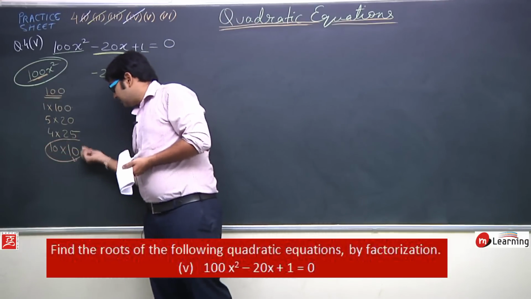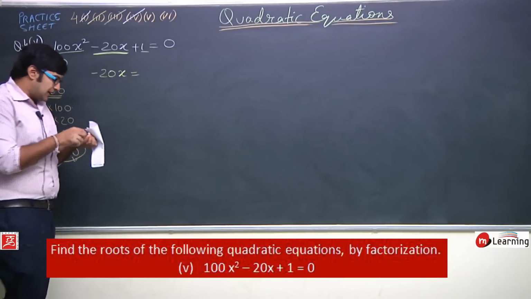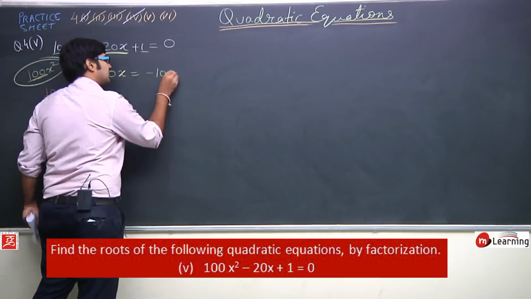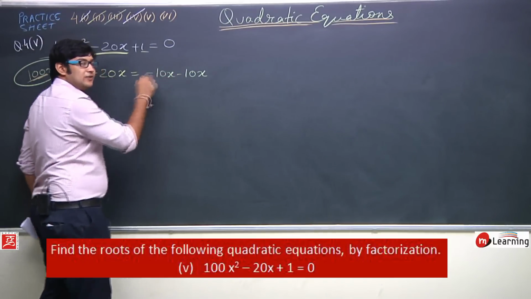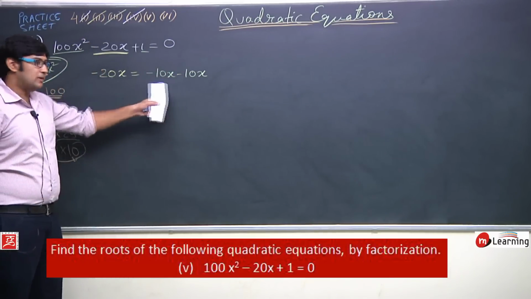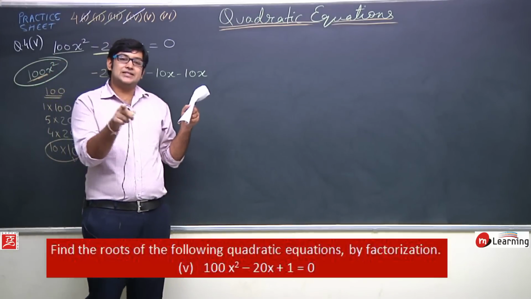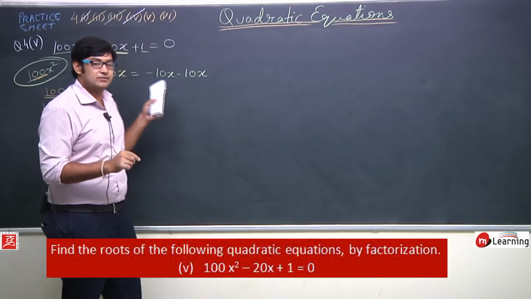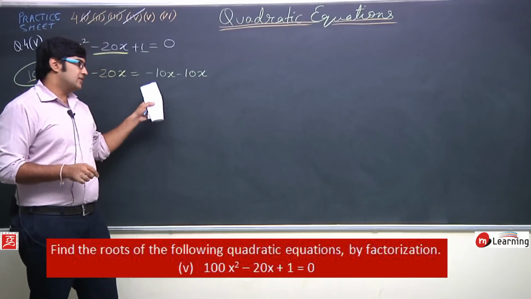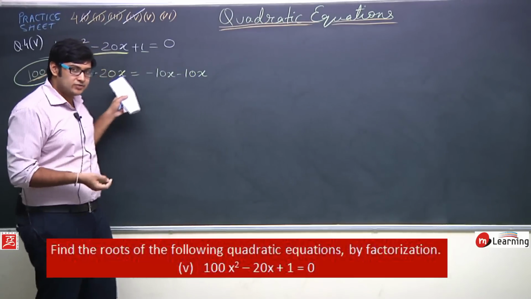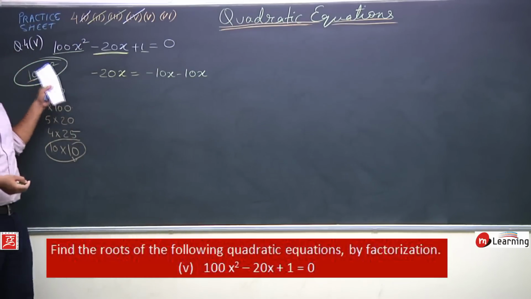So this should be the value. It means the minus 20x which I have to split, I will split it like this: minus 10x and minus 10x. Why have I put minus in front of 10x? Because the sum should be minus 20x, not 20x. If the sum is 20x, then I will write plus 10x and plus 10x. But the sum is minus 20x, that's why minus 10x and minus 10x. So minus 10x and minus 10x will give you minus 20x, and minus 10x into minus 10x will give you 100x square.